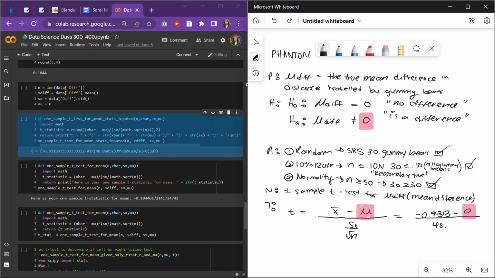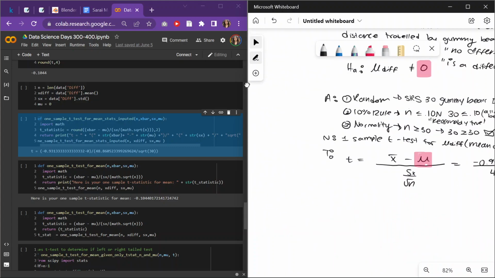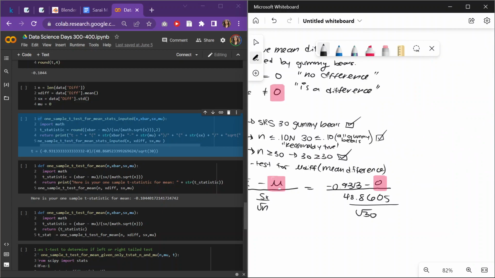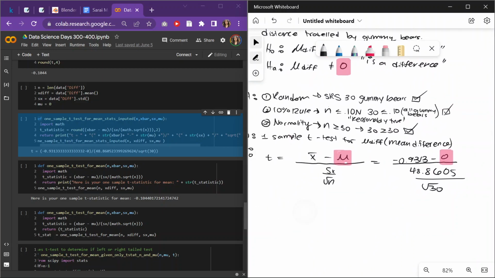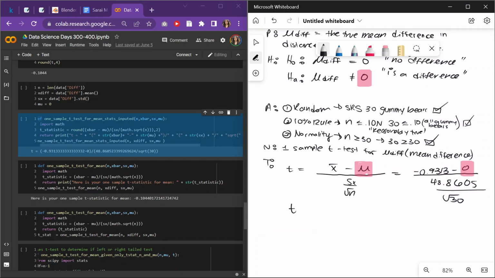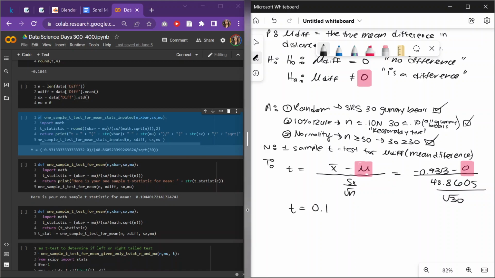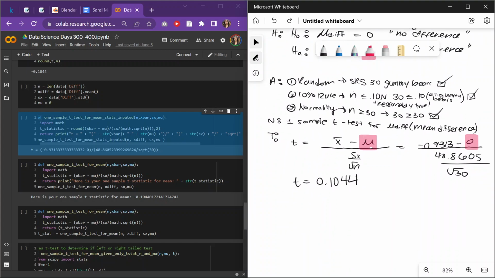Okay, and then the standard deviation is 48.8605 divided by the square root of 30. And when you put those answers in, you get t is equal to, what was it? 0.1044. Now it is negative, but we take the absolute value of it and we also take the negative value. So to draw a picture, I'll show you what that looks like.